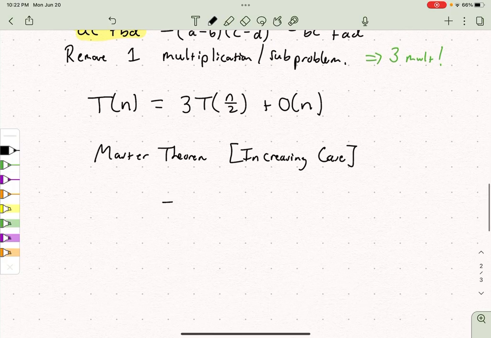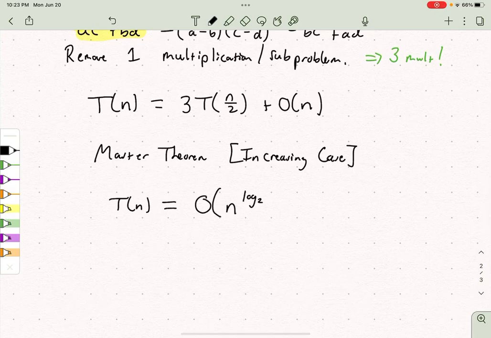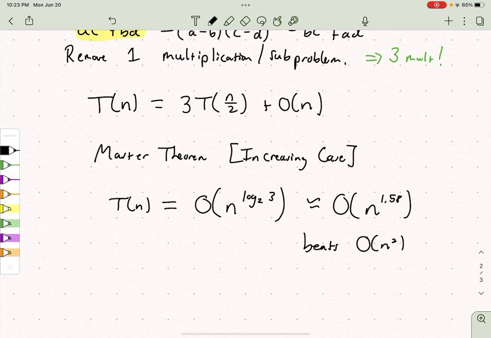So in particular, that means the solution T of n is O of n to the log base 2 of 3. The 2 is coming from the fact that we're dividing n by 2, and the 3 comes from the fact that we have 3 subproblems per step in the recursion. And overall, this log base 2 of 3 is something like O of n to the 1.58, which beats n squared. So this algorithm beats what we had before.